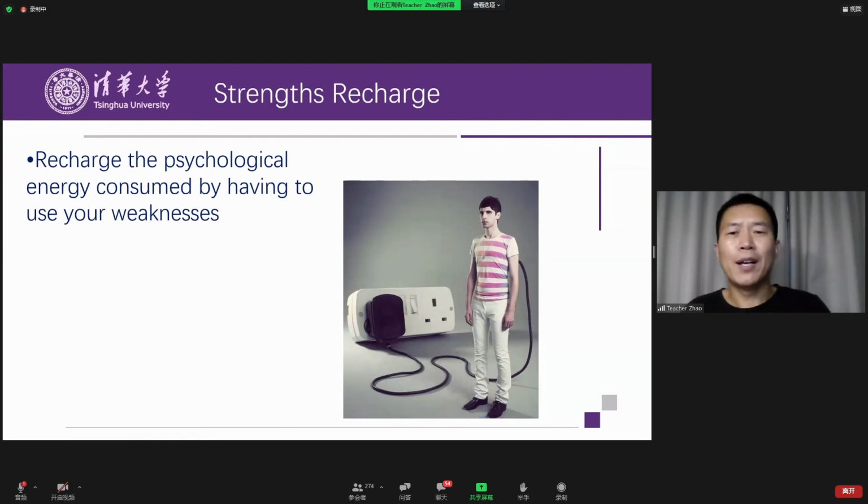For example, I hate the reimbursement. You have to collect the receipts and put them in order, and especially it has to be in the format that the finance department of the university requires, which is very, very tedious, and I hate that kind of work.